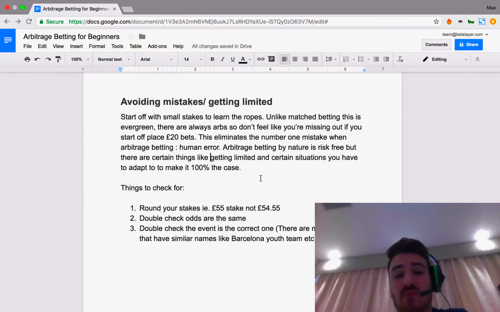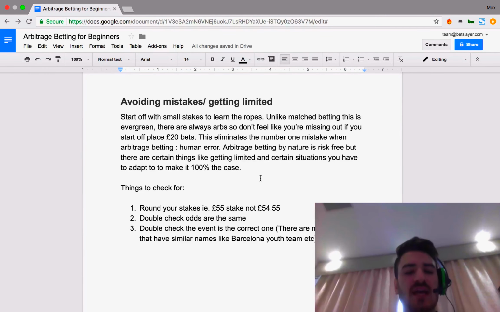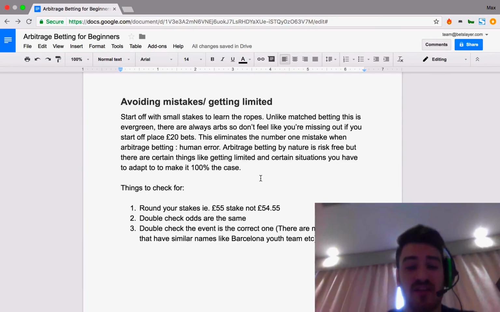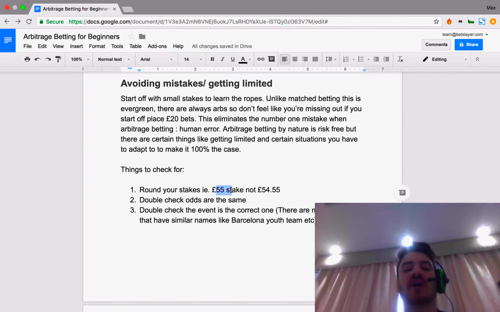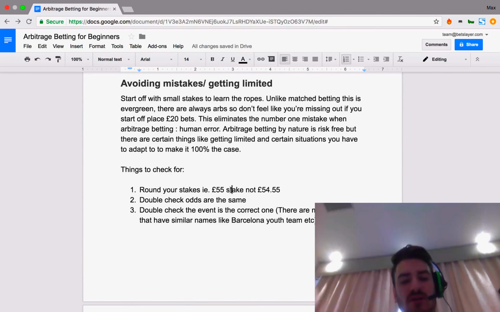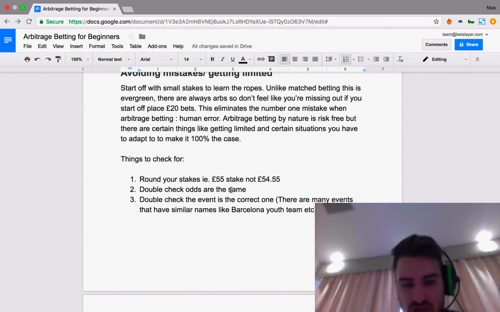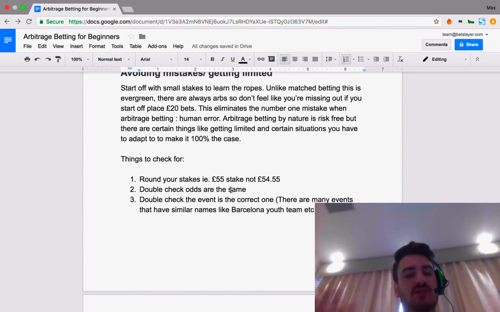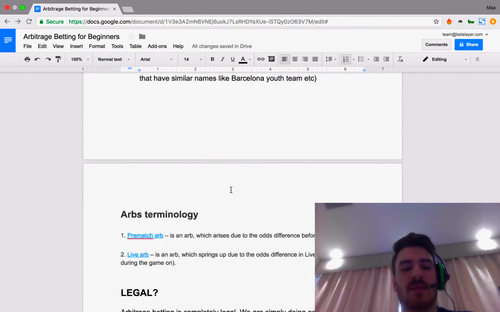This eliminates the number one mistake when arbitrage betting, which is human error. By nature, arbitrage betting is risk-free, but there's certain things that you need to adapt to make it 100% the case. We've already covered round stakes, keep under the radar, double check odds the same, then double check again, double check the event is the correct one. Sometimes the ARB software may bring up stuff which looks the same but is different. Always double check the event, the time, the name, double check.